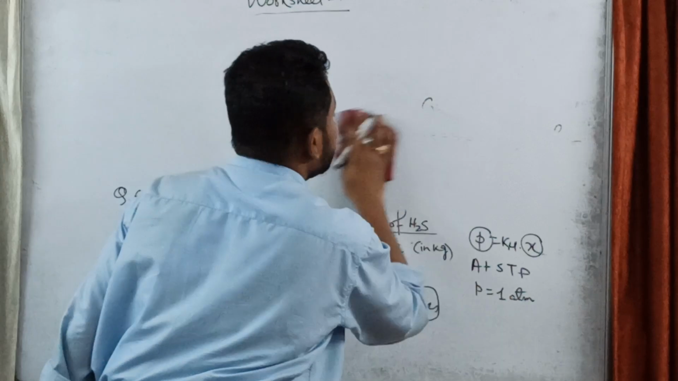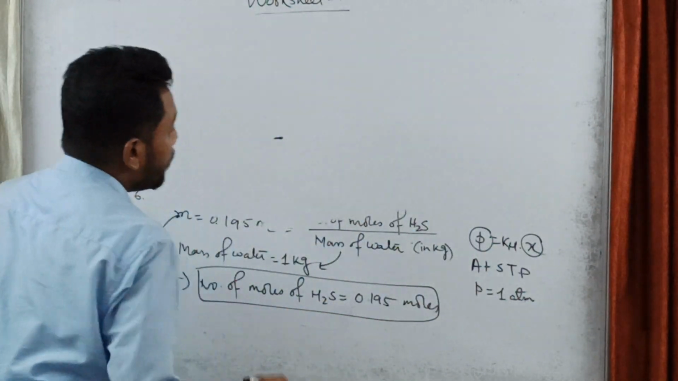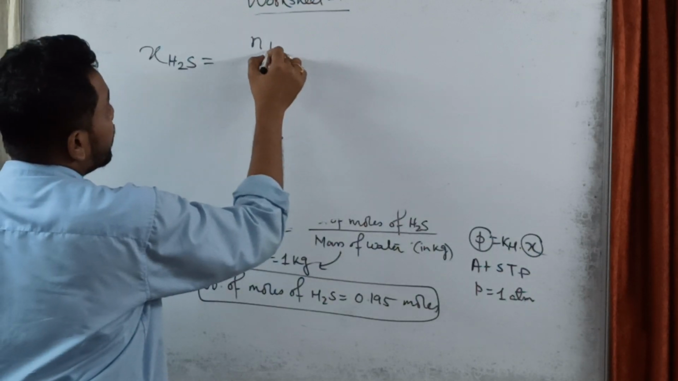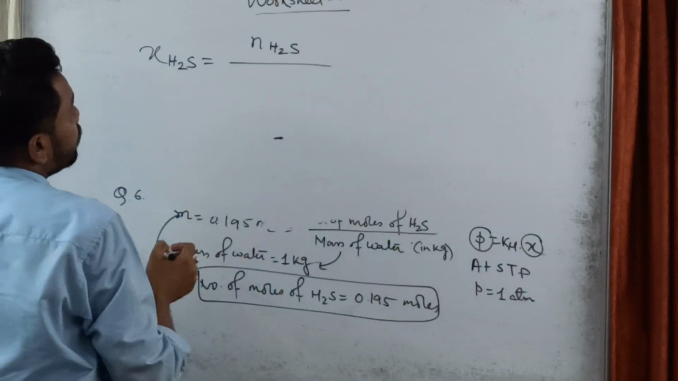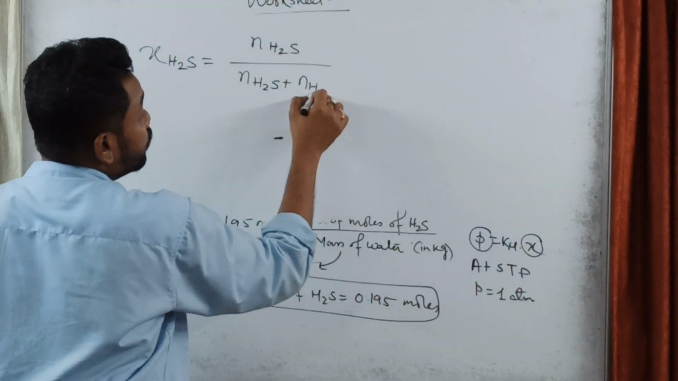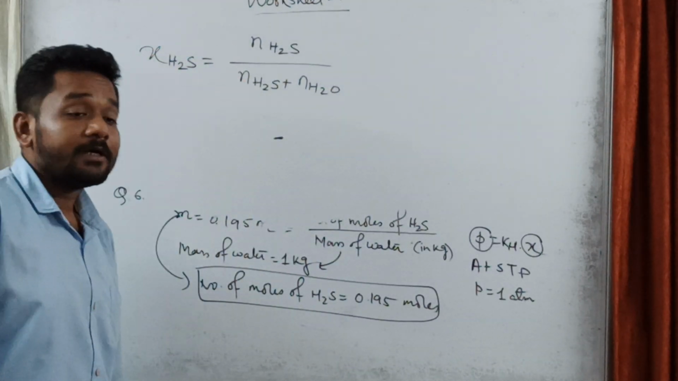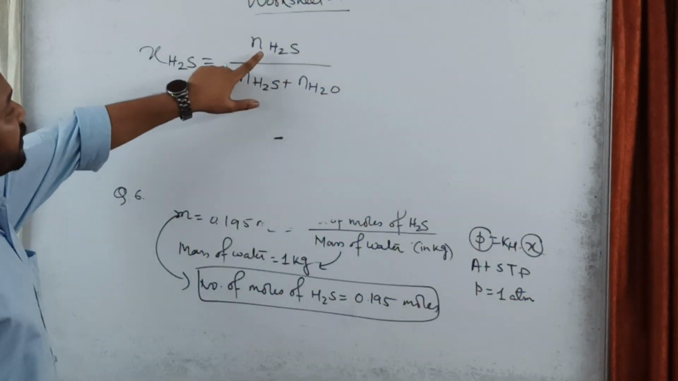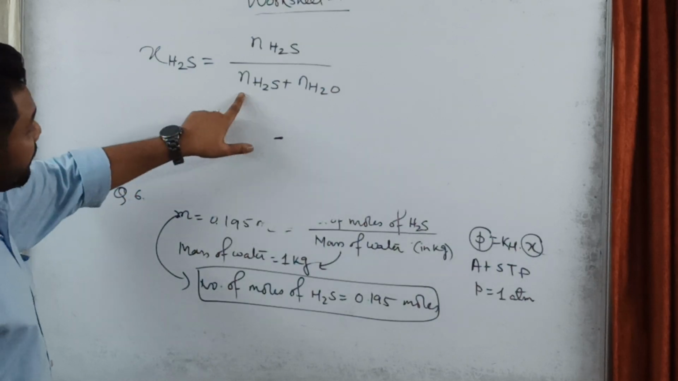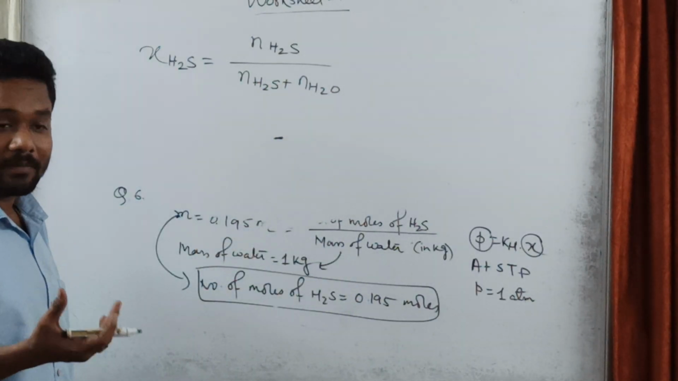It is a very important question. How to calculate the X value? Now the number of moles of H2S you have got. So how do you get the mole fraction of H2S? From the definition, you know that the mole fraction formula is number of moles divided by total number of moles. So the number of moles of H2S, divided by total number of moles, that means H2S plus H2O. Now the number of moles of H2S you have already got, that is 0.195, but the number of moles of water you don't have any idea.